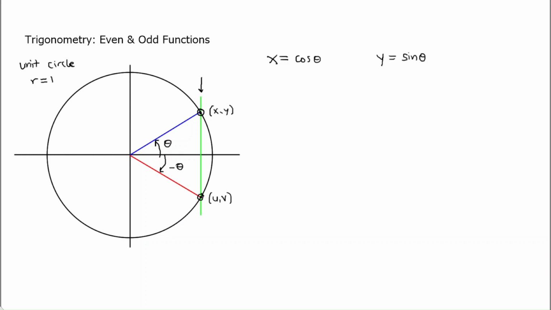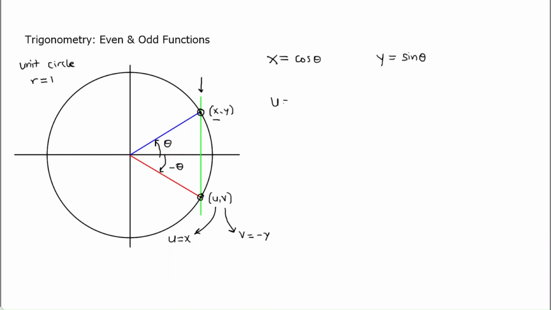Now because this green line is vertical, what we're finding here is that u should be equal to x up here, and then v has the same absolute value as y, but it is down in the fourth quadrant where y is negative, so v is equal to negative y.